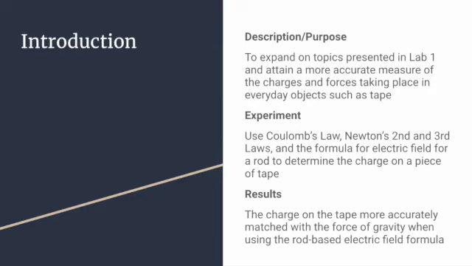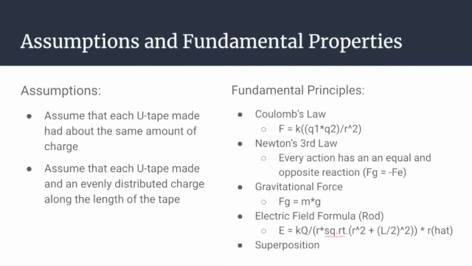The results of this lab were that the charge on the tape was more accurately matched to the force of gravity when using the rod-based electric field formula and Newton's third law. For assumptions and fundamental properties, we had to assume that each U-tape had about the same amount of charge and that each U-tape made had an evenly distributed charge along the length of the tape. Some fundamental principles include Coulomb's law, Newton's third law, gravitational force, the electric field formula for a rod, and superposition, or the law of superposition, involving multiple point charges on the piece of tape.